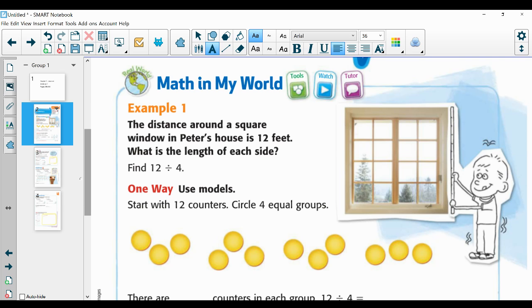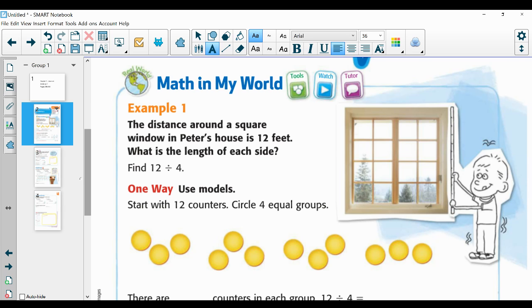Okay, so the distance around a square window in Peter's house, oops, I read my question. I shouldn't have done that, sorry. The distance around a square window in Peter's house is 12 feet. What is the length of each side? So I need to know the length of each side.